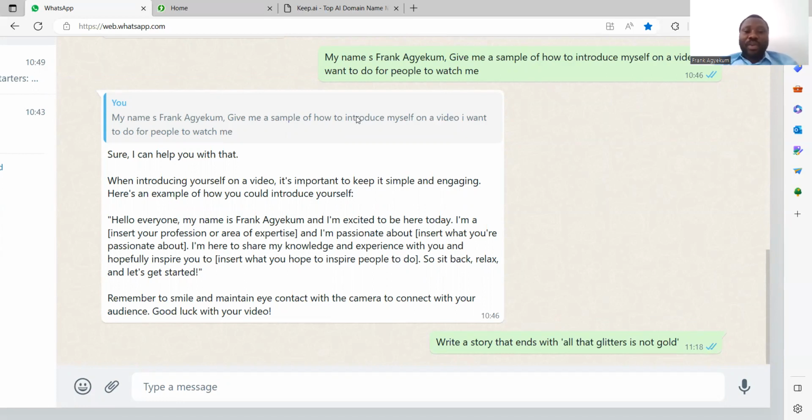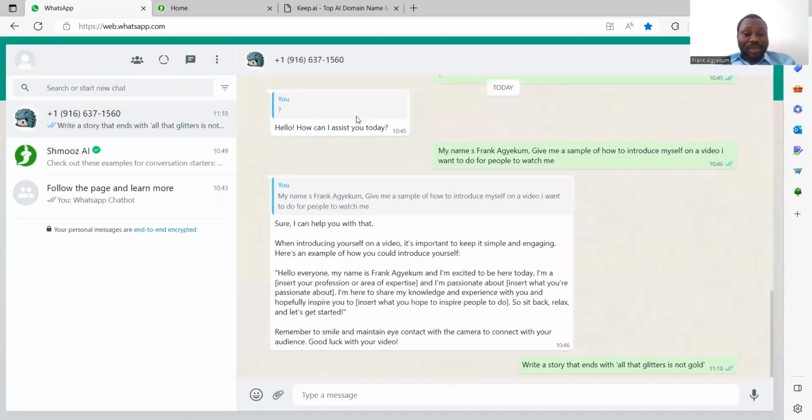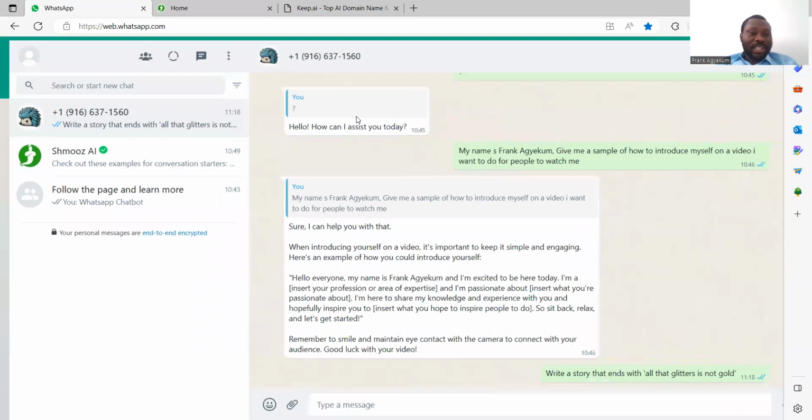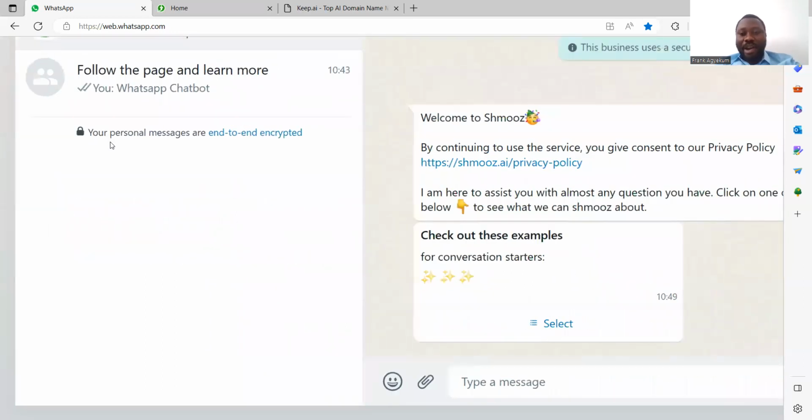Now, one thing about this artificial intelligence is that you can use it to solve most of your mathematics questions. You feed this WhatsApp chatbot with the mathematics question, then it solves and gives you the answer. So we are on Keepi-ai WhatsApp chatbot, and whilst it is solving the answer, let's go to Shmooz-ai. We will come back to Keepi-ai for our answer.